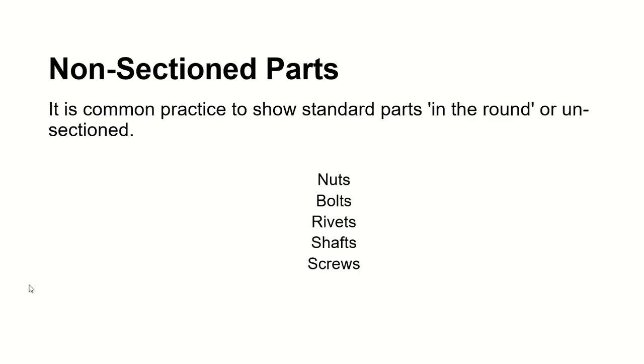Okay, non-section parts. So nuts and bolts and rivets and shafts and screws, right? These are standard parts, in the round or end section, meaning we're not going to section them. So these are called the non-section parts. So we're not going to worry about these.